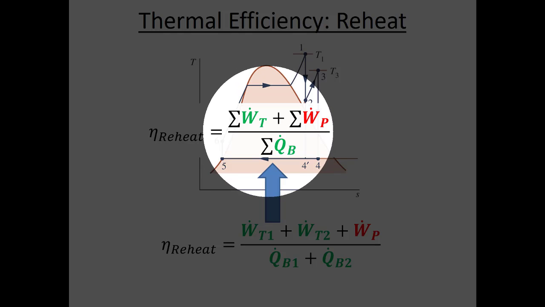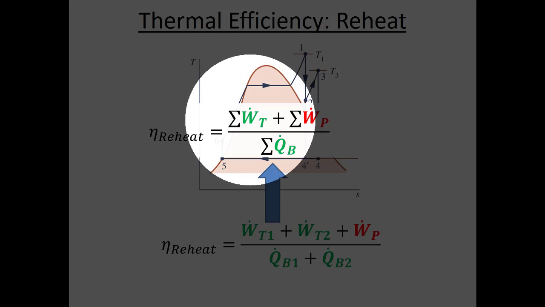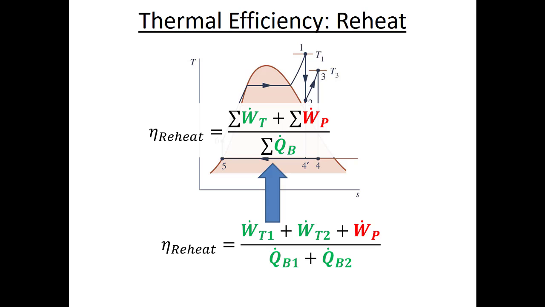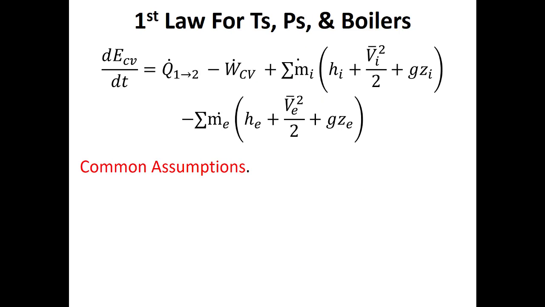Or I can ask you some crazy cycle that you've never seen, but you count up the turbines, you count up the pumps, and then you count up the places where you add heat. And if you can do the first law on all those processes, you can find me the thermal efficiency. So how do we do that?